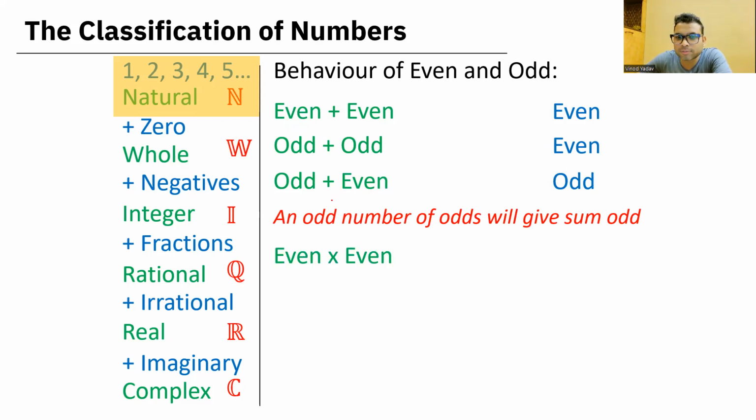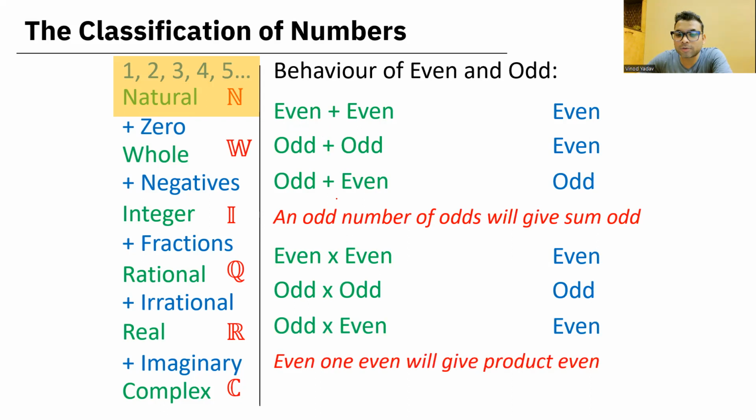Chalo. Even into even, even. Even into odd, odd. Odd into even, even. So even one even number will give the product as even. So in the product, even if one number is even, the product will be even. All right. Yeah. Sure.